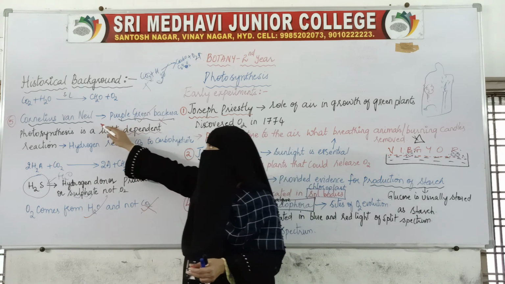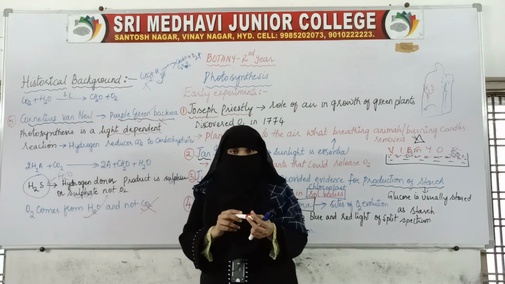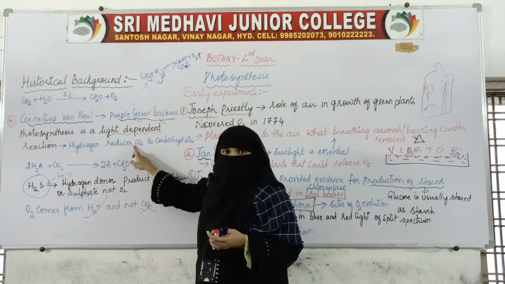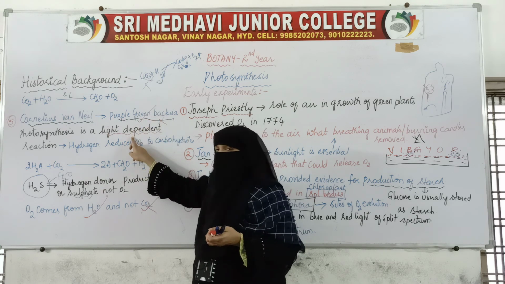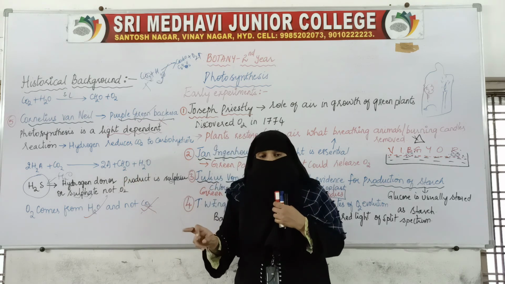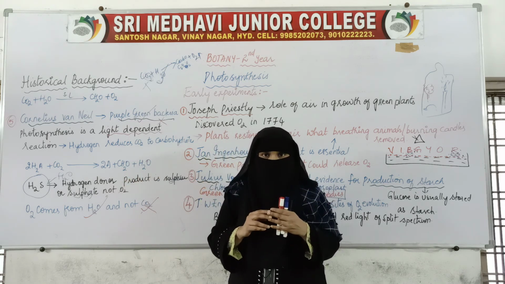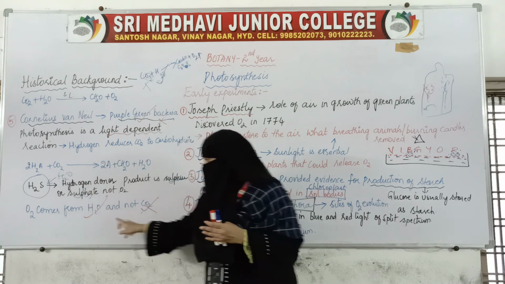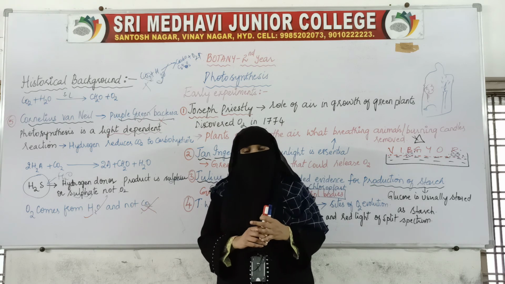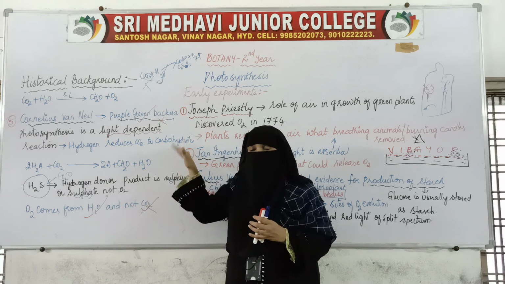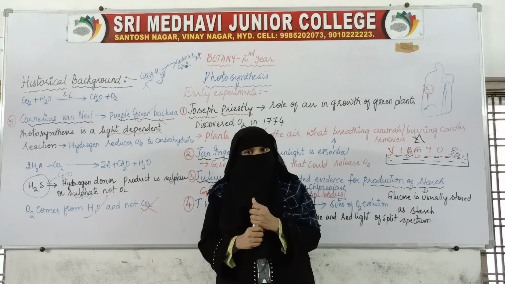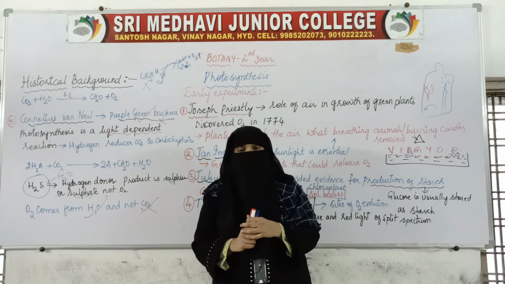This was given by Van Niel. By doing the experiment on purple and green bacteria, he said that light is essential. Photosynthesis is a light dependent process, and the oxygen which is released during photosynthesis comes from H2O, by the splitting of H2O, not by the splitting of carbon dioxide. So this was all about the different scientists' works on the process of photosynthesis. In the next class, we'll take up the next topic.